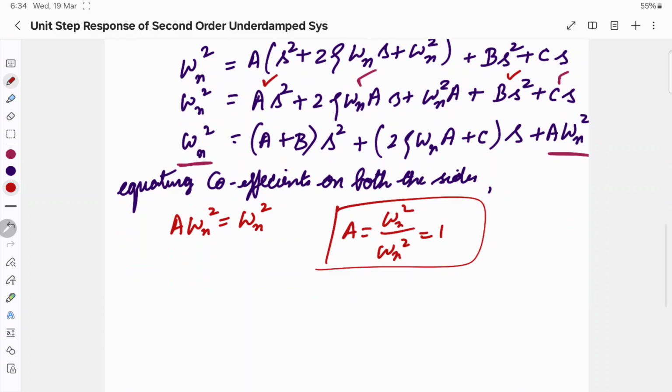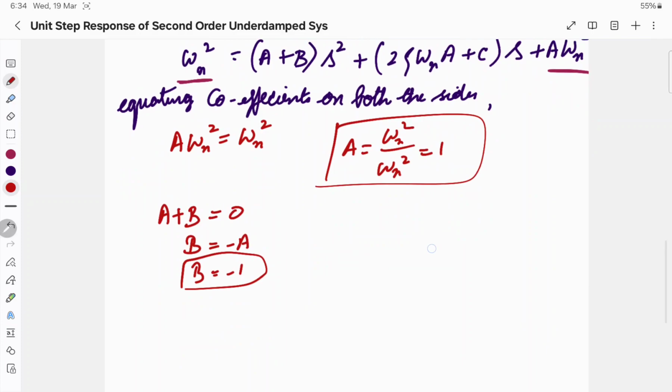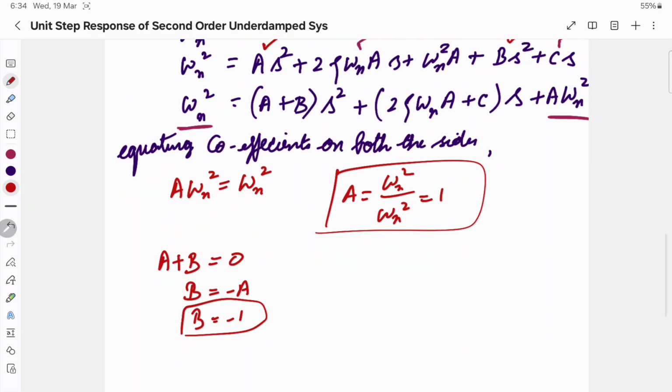We don't have the s square coefficient on the left hand side, so on equating, that is equal to 0. A plus b is equal to 0. Since a is 1, b is equal to minus a, so b is equal to minus 1, right? Now equating the coefficient of s. What is the coefficient of s? This is the coefficient of s, right?